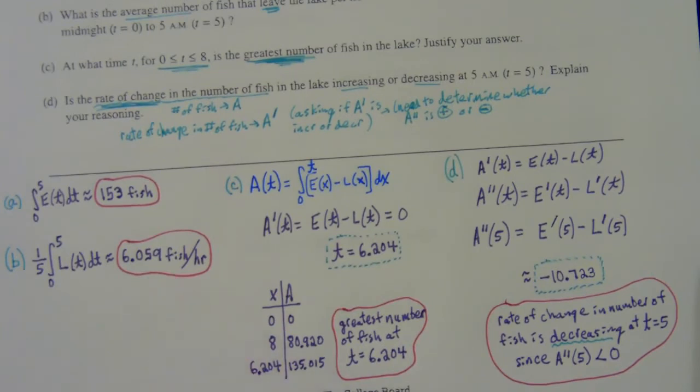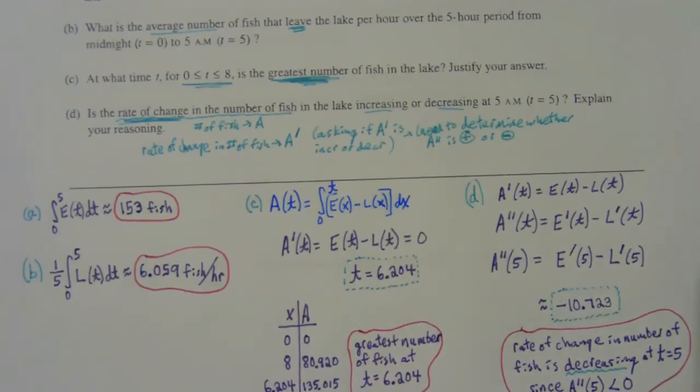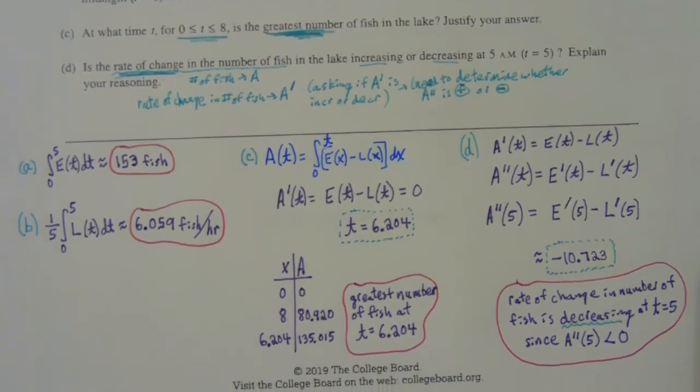Now, letter C, the only thing weird about letter C to me is there's not an initial amount given. It doesn't say, hey, there's like 50 fish in there at the beginning, where we take into account the initial amount plus what entered minus what left. So there is no initial amount right there.